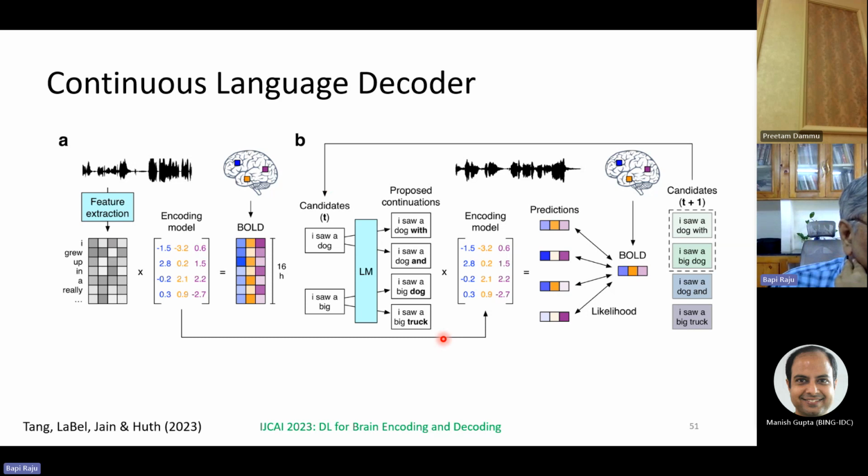What is shown here is how this encoding model is used in this scheme, where the brain decoder maintains a set of candidates to reconstruct the language from the novel brain recording. The decoding task is, given a brain recording, can you reconstruct the stimuli they are listening to? In order to reconstruct, the decoder maintains a set of candidate word sequences: I saw a dog with, I saw a big dog, I saw a dog, and so on. These are the various candidates that are maintained.